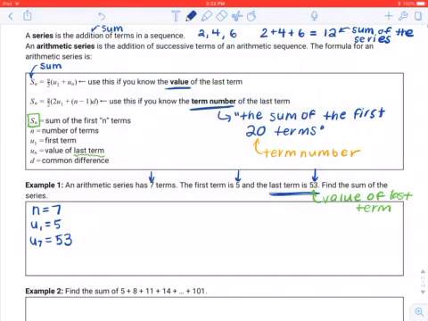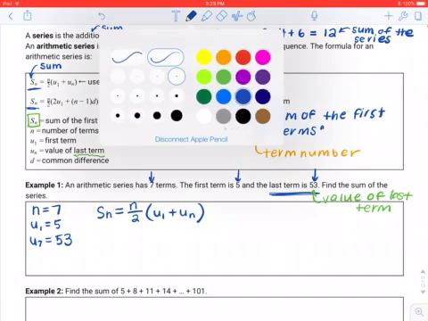So if I'm looking at which formula to use, we use this one if we know the term number of the last term. Well, we do know the term number of the last term is 7. And we use this one if we know the value of the last term. And we do know that. The value of the last term is 53. You could choose either. I would probably pick the simpler of the two. So Sn, the sum of the first n terms, is going to equal the number of terms divided by 2 times u1 plus the value of the last term.